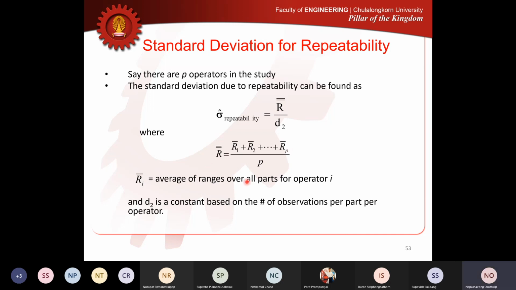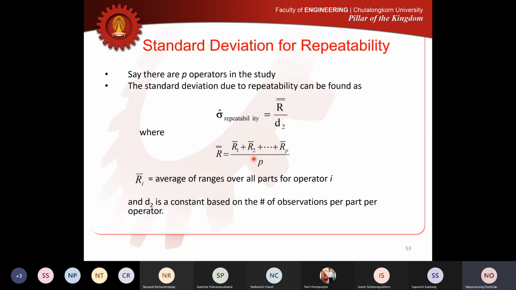Could you please help answer one more question? Is it the average value of the R bar? Right, exactly. But what is the deeper meaning of this? Okay, so let me suggest.